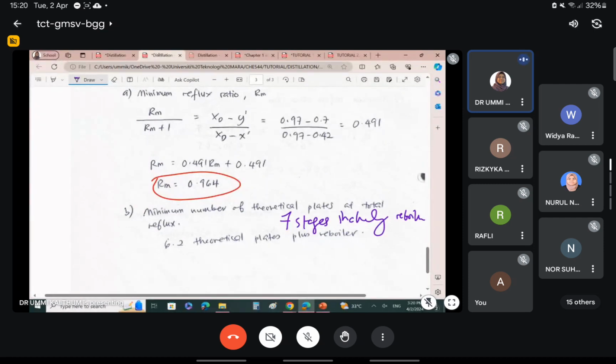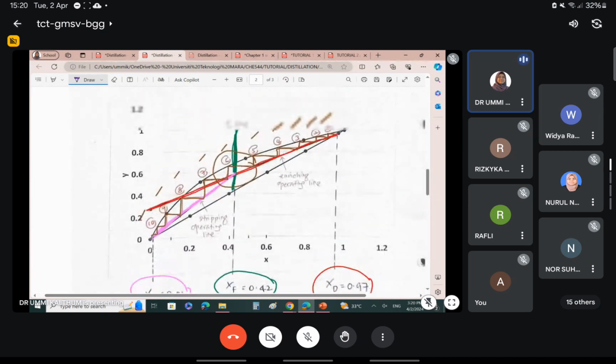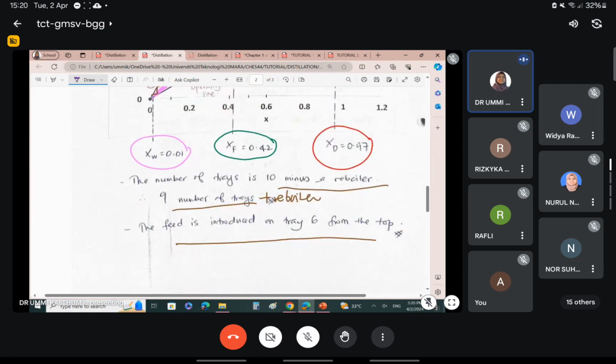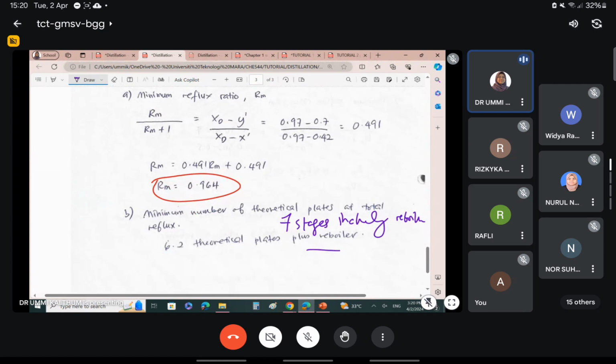Or 6 stages plus the reboiler. Okay, so in the normal condition, how many stages are there? 9 stages. Okay, 10 stages including the reboiler. So at total reflux, it becomes 7 stages including the reboiler. So the stages reduce. So that's why we call it the minimum number of stages at total reflux. Total reflux will give the minimum number of stages.